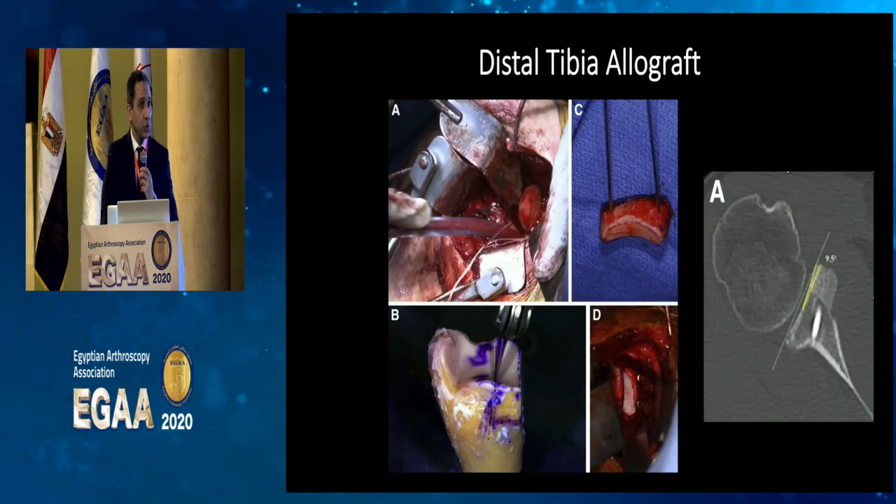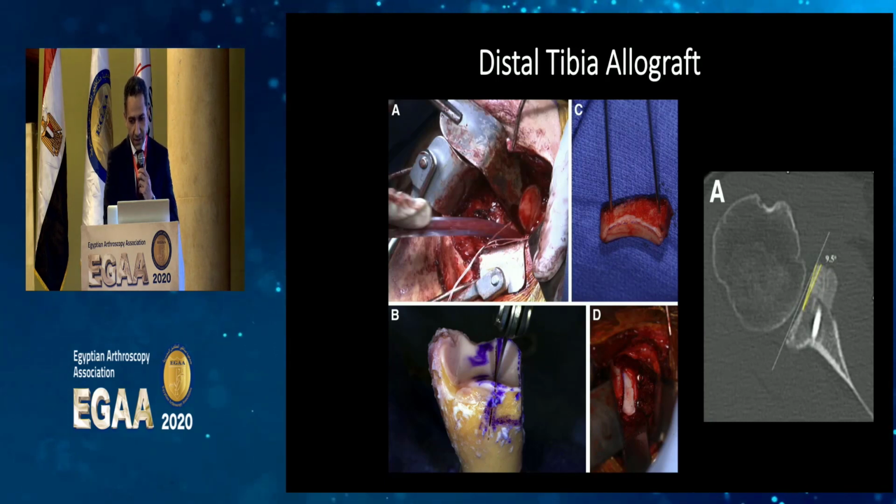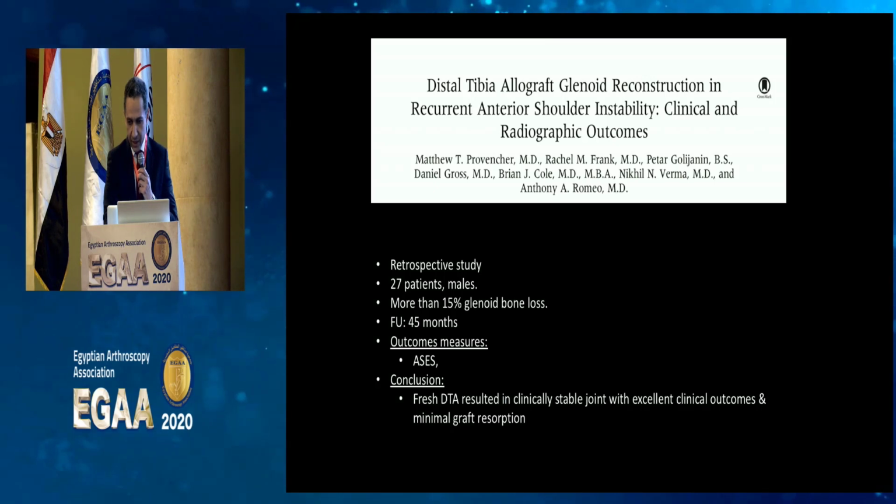There are two other ways of reconstructing the glenoid which are not as popular as the Latarjet and the iliac crest graft. The first one is the distal tibial allograft, where we take the lateral part of the distal tibia, harvest it, and fix it to the anterior glenoid. A study performed by Anthony Romeo on 27 patients with more than 15% glenoid bone loss found excellent clinical outcome and minimal graft resorption.